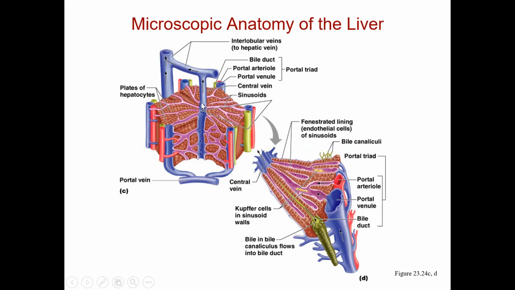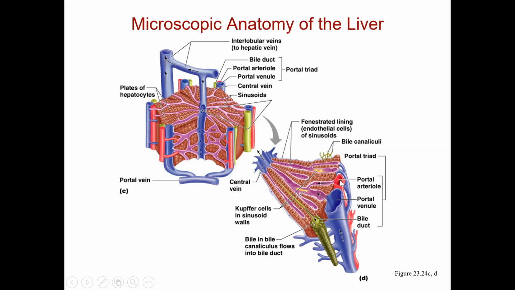Where did the oxygen come from? It's from systemic circulation. If you remember, the common hepatic artery branched out from the celiac trunk. Remember that? Common hepatic artery. And then it branches out to form hepatic arteries toward the liver. And at each corner right here, the hepatic artery branches out to form these portal arterioles.